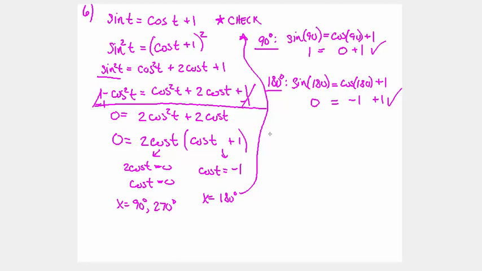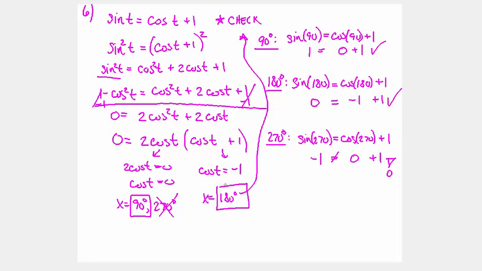All right, let's check our third solution of 270 degrees by plugging it in. Is the sine of 270 equal to the cosine of 270 plus 1? Well, let's evaluate these. The sine of 270 is negative 1. The cosine of 270 is 0. But, oh, we have a problem. Negative 1 does not equal 1. So that means we have an extraneous solution here, which means we would not count 270 as our answer. So we're going to use 90 degrees and we're going to use 180, but not 270.